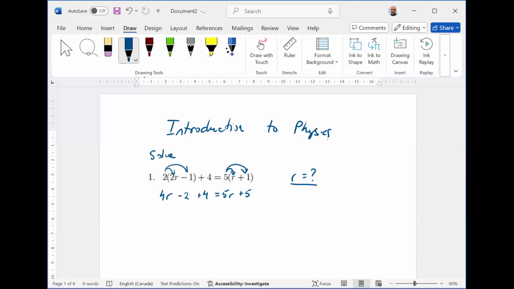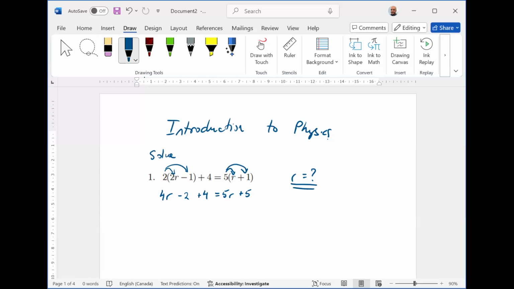Remember, we're trying to get r on its own. Subtract 4r on both sides. Right. And why are you doing that, Caden? What's the reason for that? Because you just want to get just 1r.